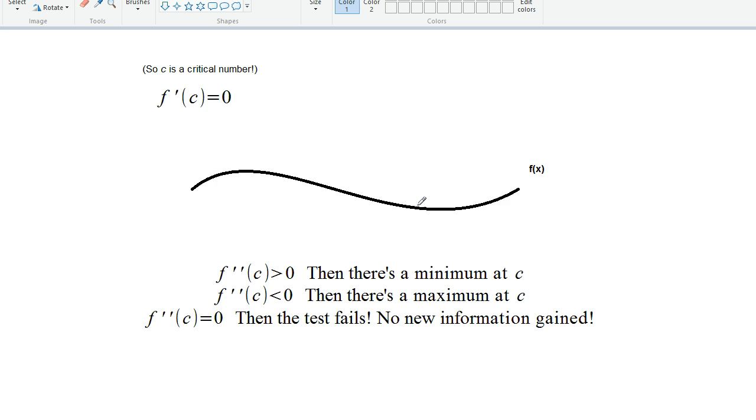So as you can see, we have this function, f of x, right? And you can tell that there are two critical numbers, one here and one here, because these are places where the first derivative is 0. Or you can see that there's a relative max and a relative min here.